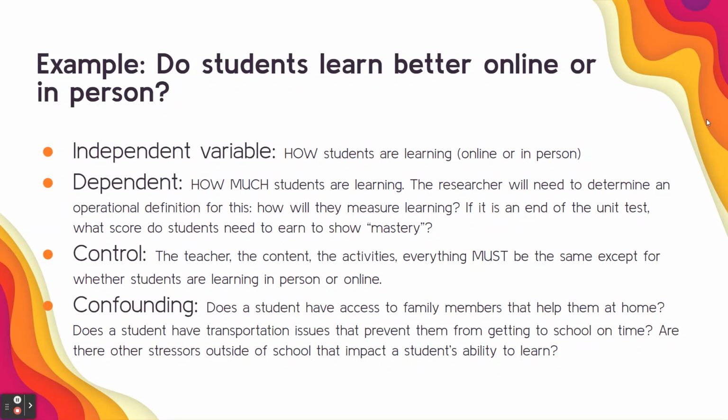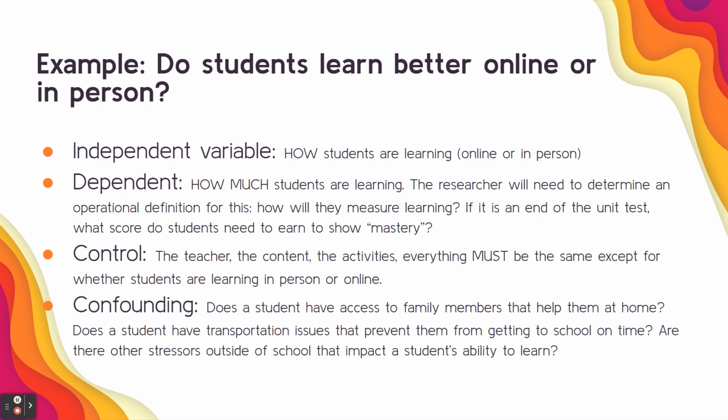So for an example, do students learn better online or in person? The independent variable for this experiment would be how students are learning. Are they learning online or are they learning in person? The dependent variable would be how much students are learning. So the researcher is going to need to determine an operational definition for this. How are they going to measure learning? If it's an end of the unit test, what specific score do students need to earn to show mastery?